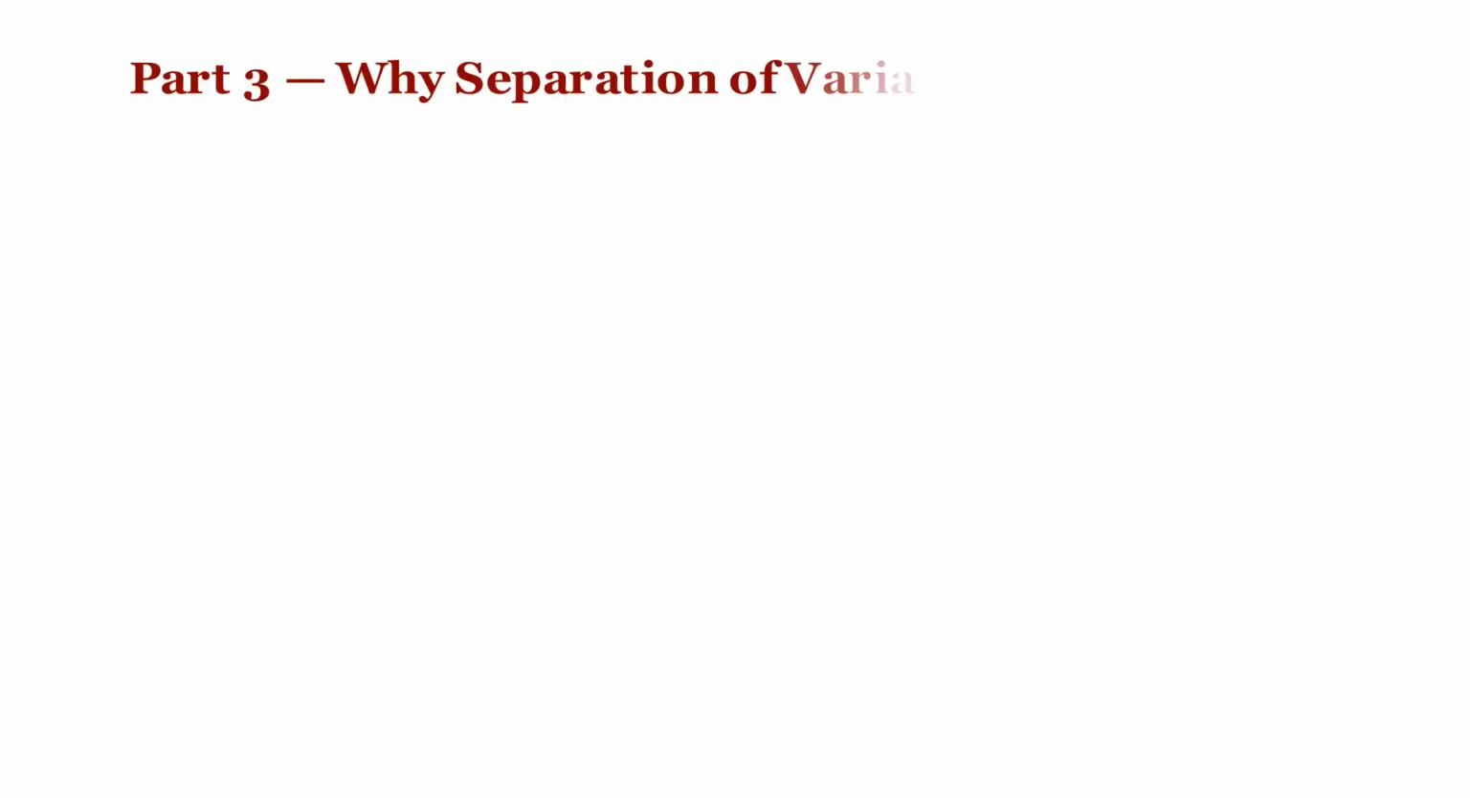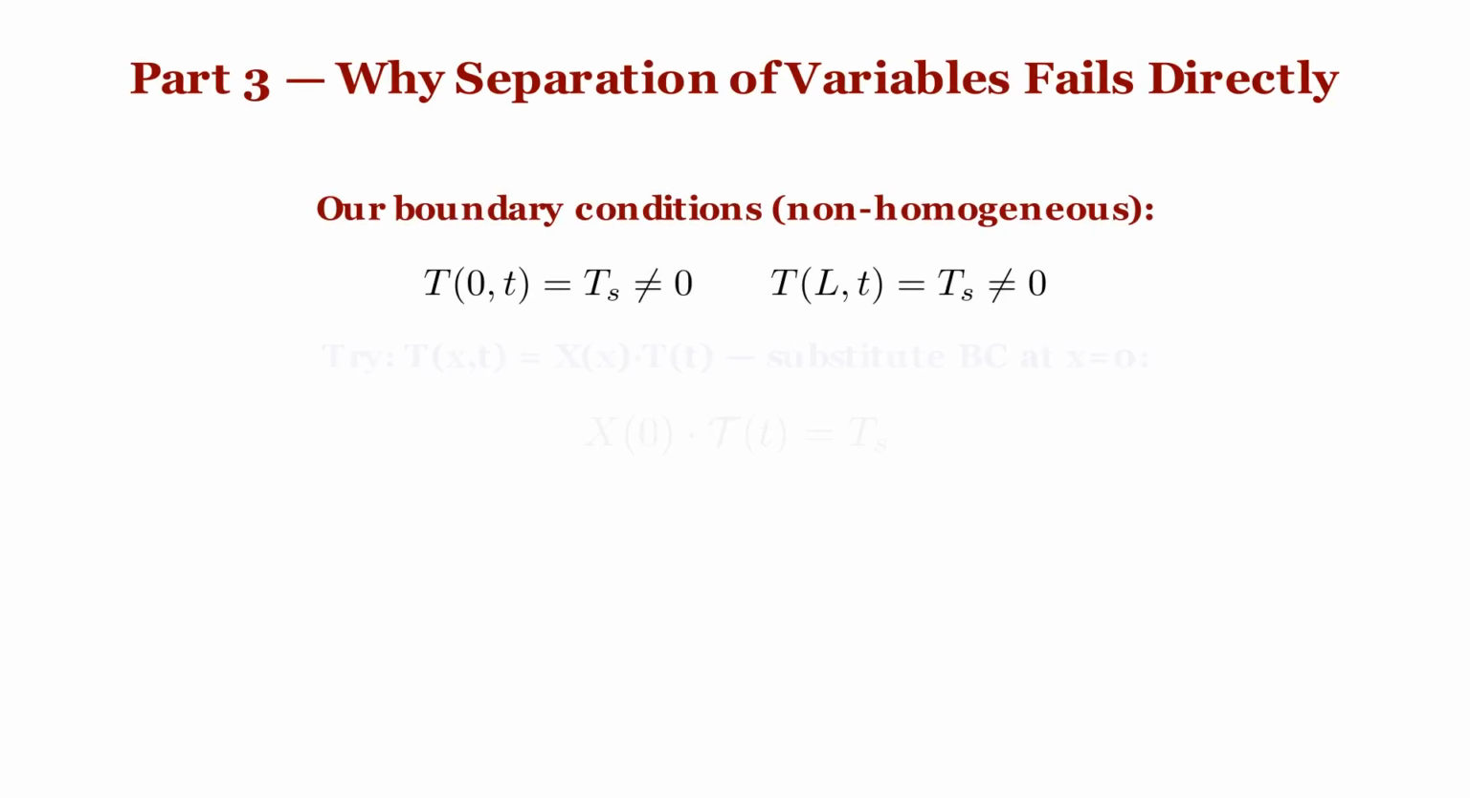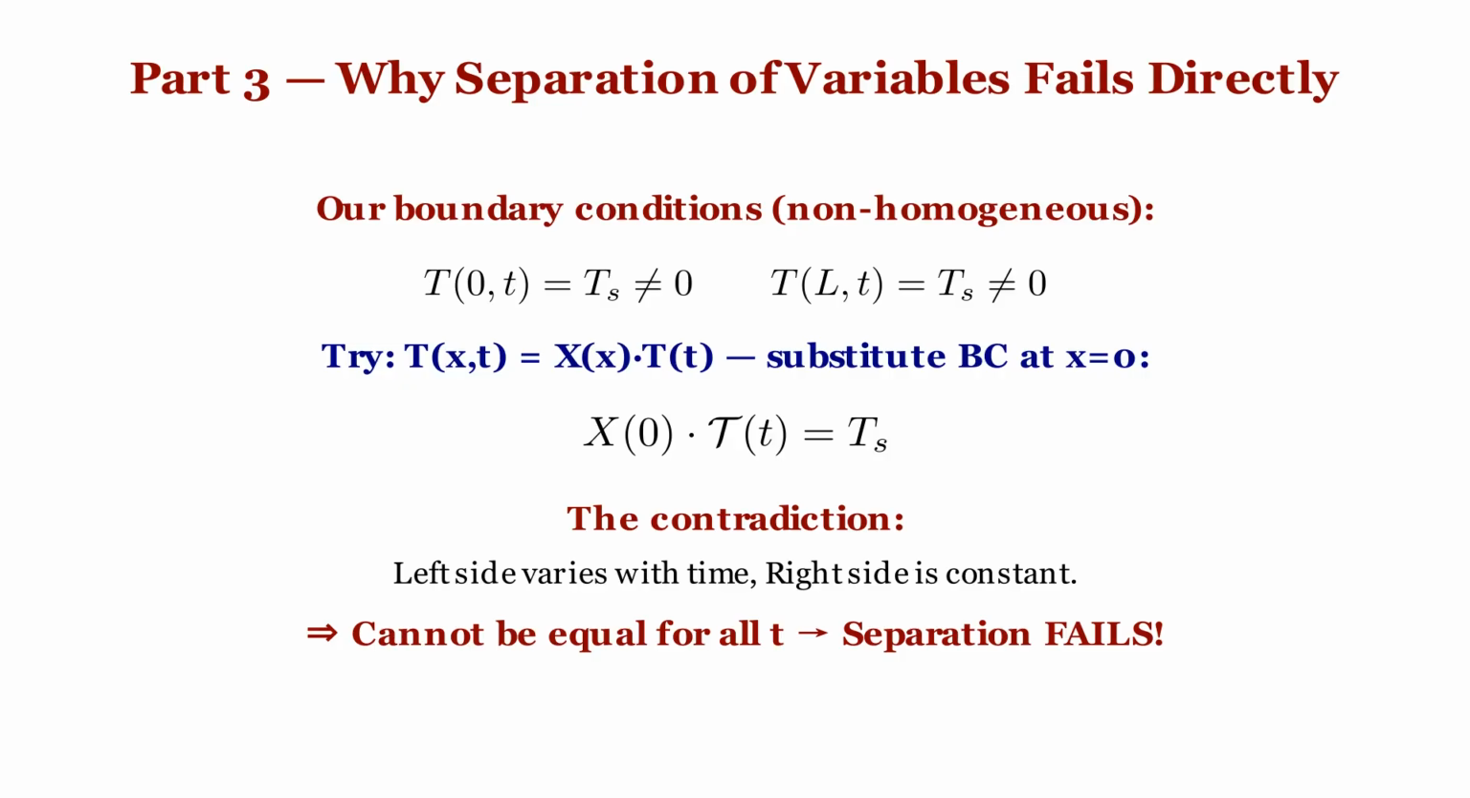Now let us understand why separation of variables fails if we directly apply it to the original problem with the given boundary conditions. Here is the critical problem. Our boundary conditions are T at x equals 0 equals Ts, and T at x equals L equals Ts. These are called non-homogeneous boundary conditions because the right-hand sides are not 0. Let us see why separation of variables fails directly.